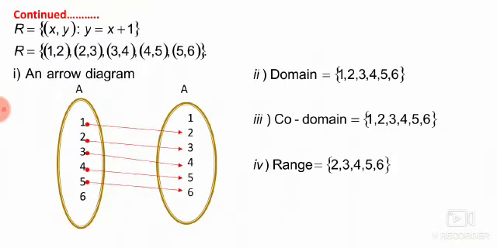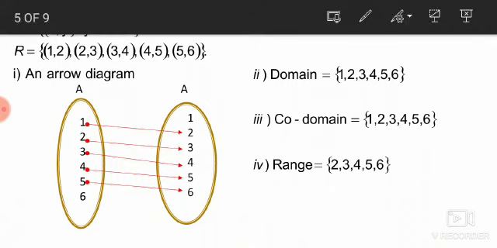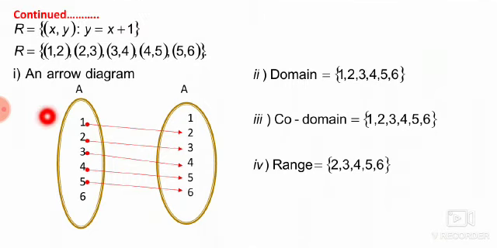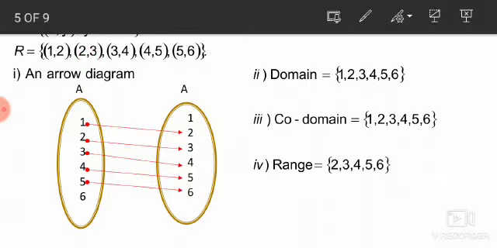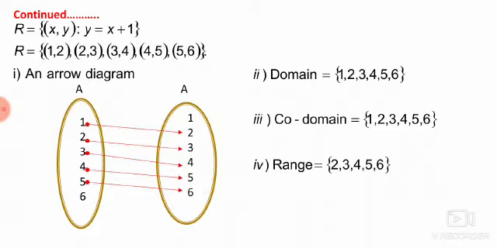Now, the relation is R equal to the set of (x, y) such that y is equal to x plus 1. If x is 1, then y is 2. If x is 2, y is 3. If x is 3, y is 4. If x is 4, y is 5. And if x is 5, y is 6.